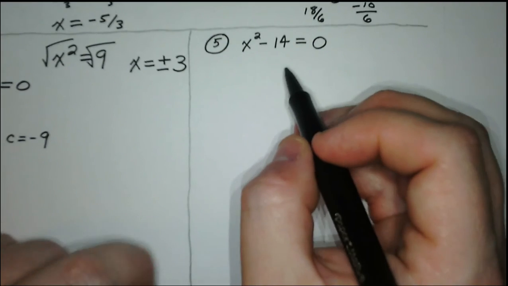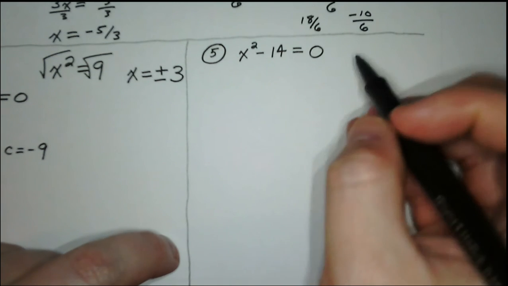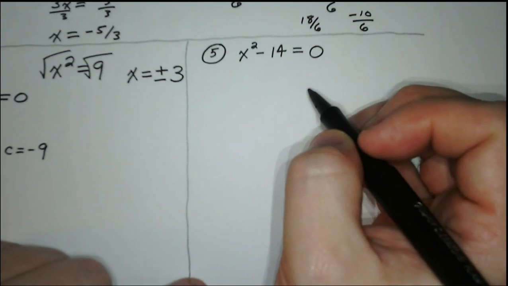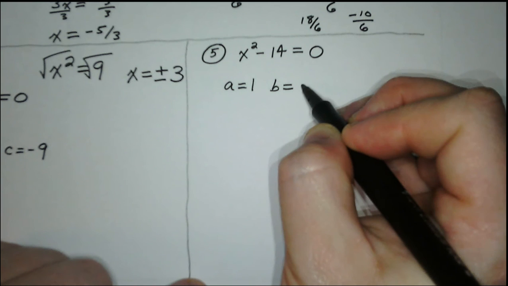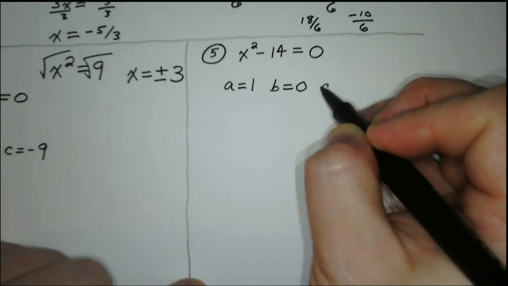Number 5, speaking of different paths, remember you could absolutely do the quadratic formula here. a would equal 1, b would equal 0, and c would equal what?